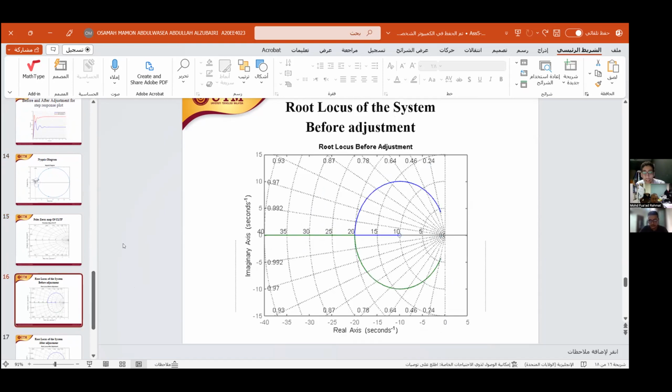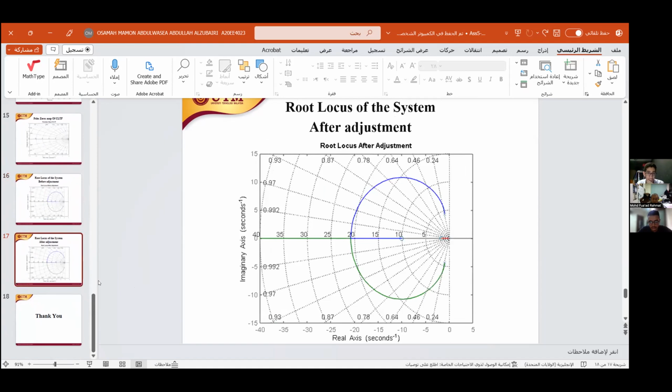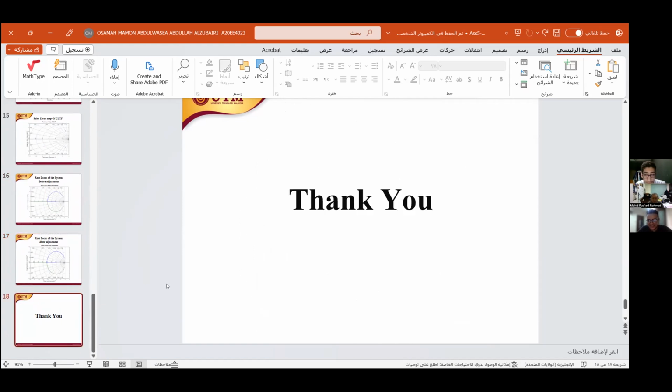And this is our root locus before doing our adjustments. Next, after. Yes, and this is our root locus after adjustments. As you can see, it has been shifted, but not too much. Thank you.